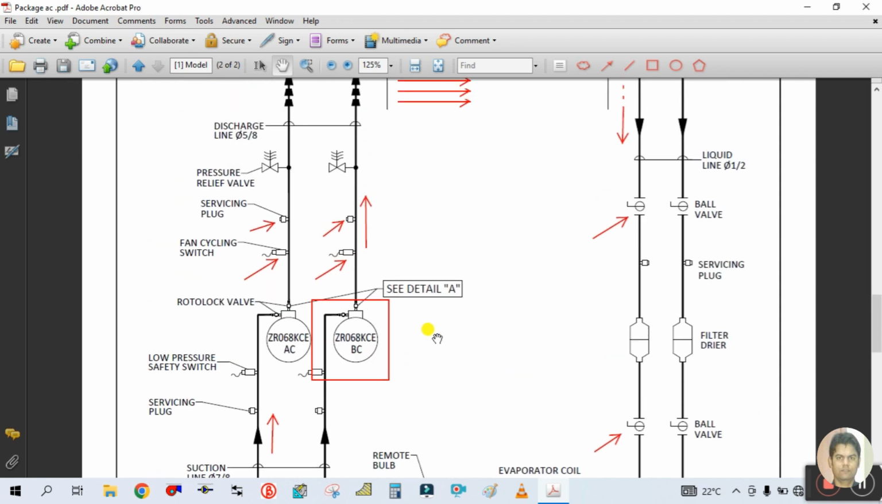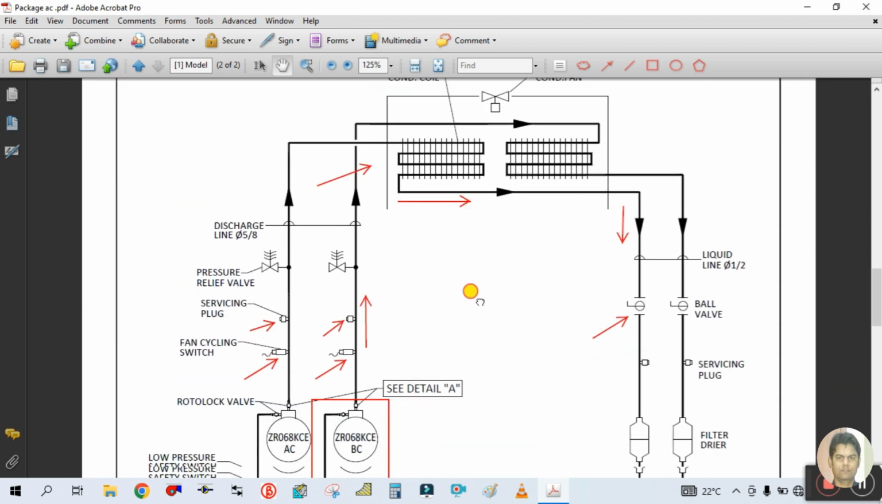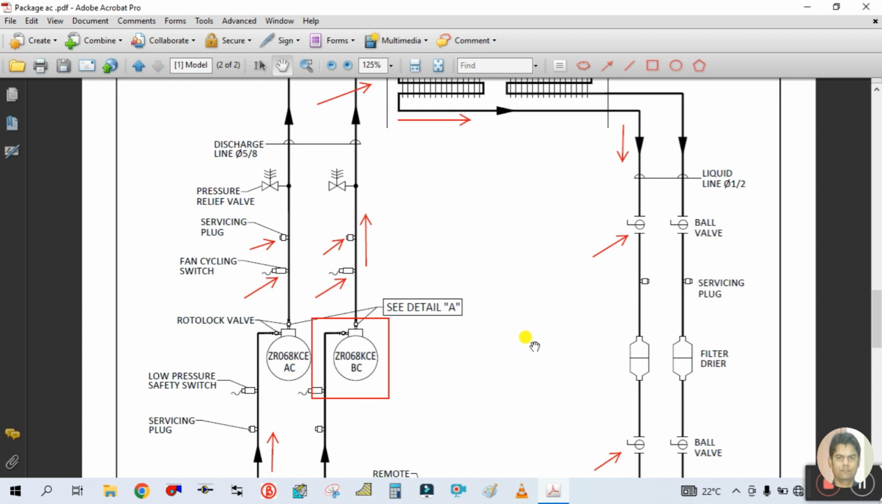I think you guys learned the basic concept of the vapor compression cycle and its working principle.